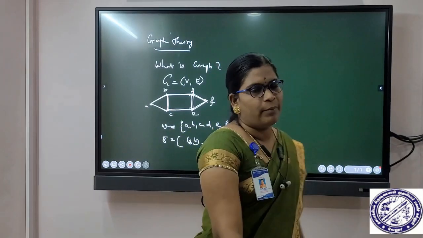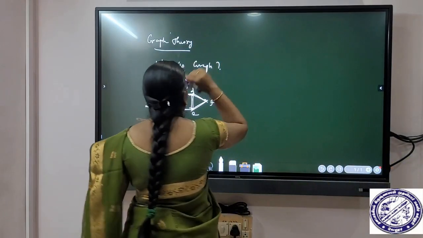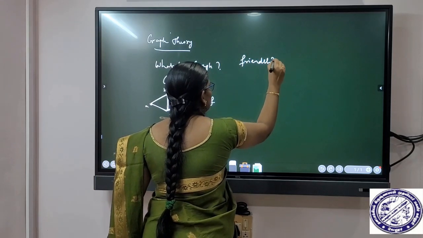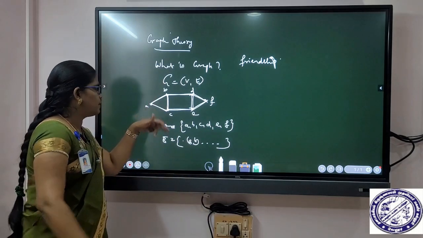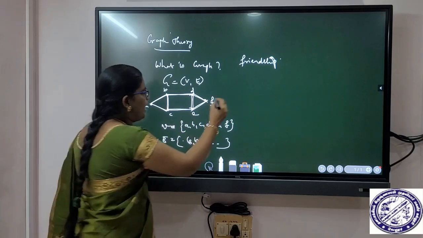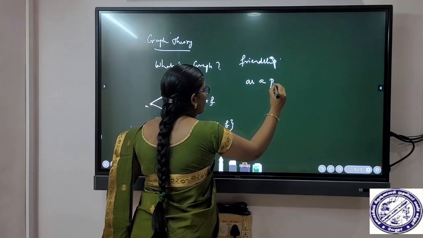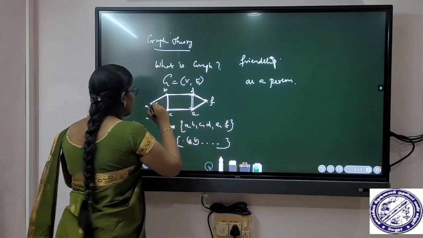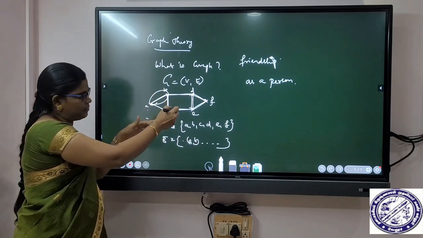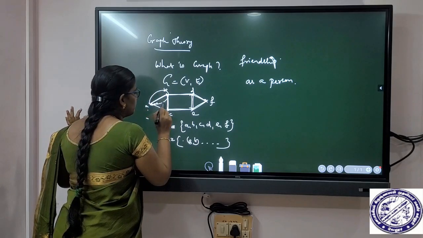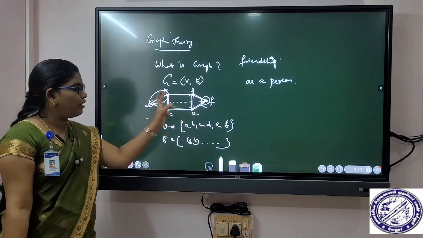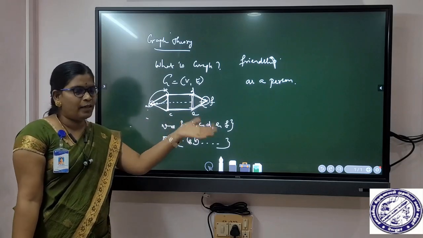Everyone knows the real life application of graph theory. So the best example is friendship. In this graph, consider A, B, C, D, E, F, all the vertices as a person. This edge indicates that the persons A and B are direct friends. In the same example, the persons A and F are not direct friends because there is no direct edge between A and F.